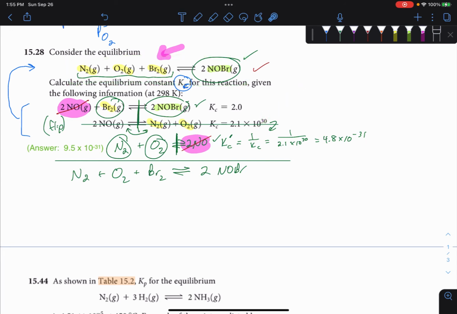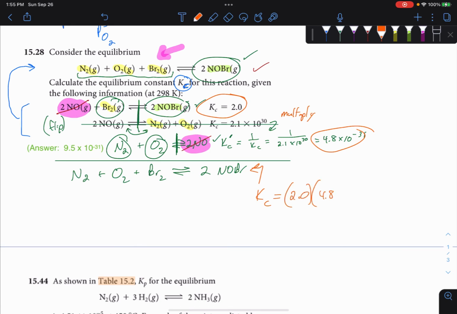And then the last step here is, how do we handle these values to come up with this new Kc for this reaction? Well, once we have the Kc's in place, we're really just going to multiply them together. So it's 2.0 multiplied by the 4.8 times 10 to the minus 31. And if I do the math here, I do get 9.5 times 10 to the minus 31.